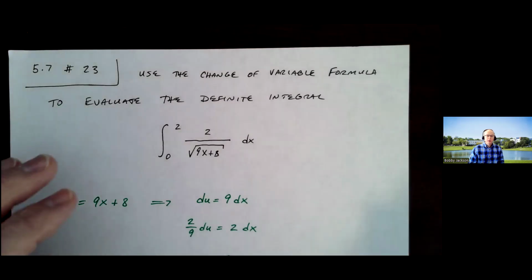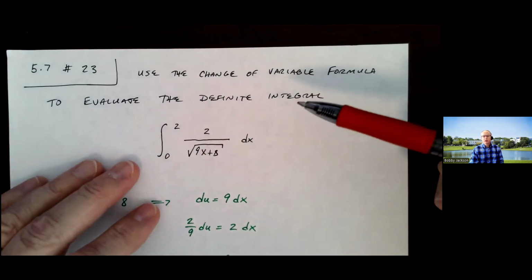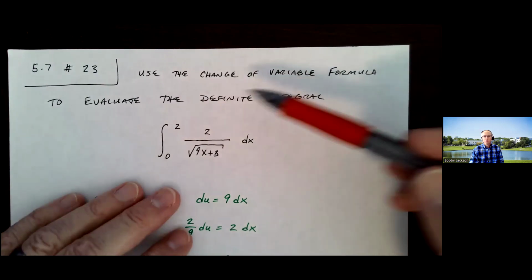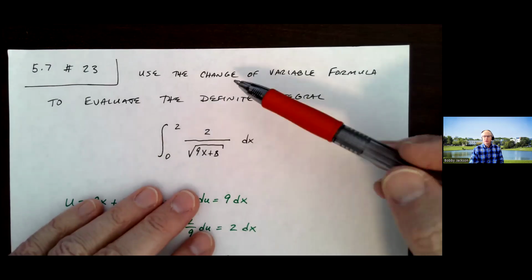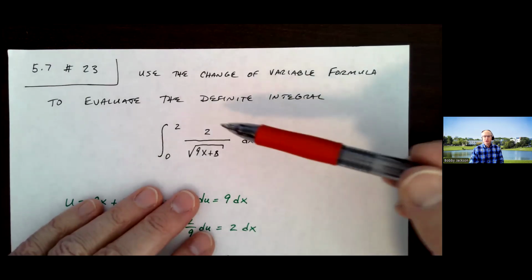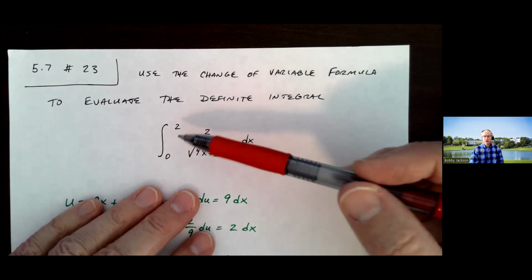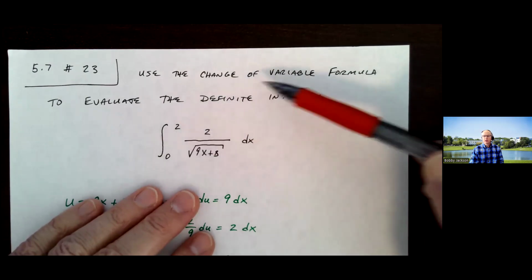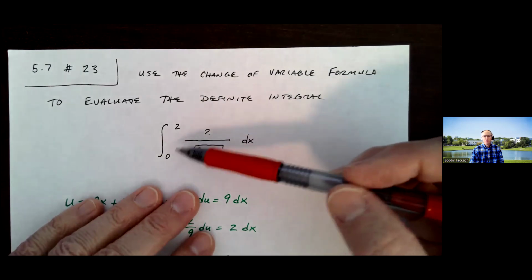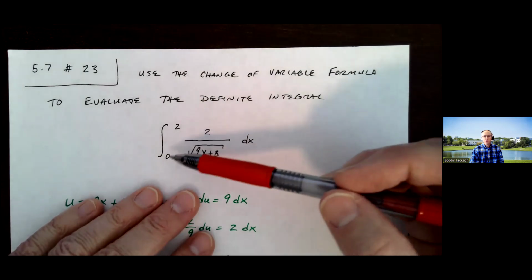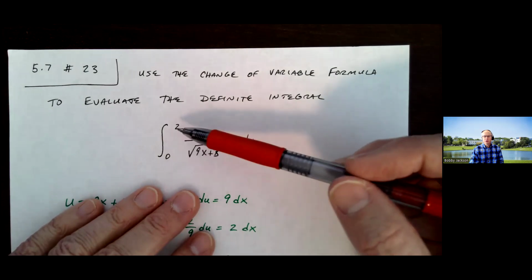Let's take a look at number 23 in section 5.7. We're going to use the change of variable formula to evaluate the following definite integral. When they say change of variable, this is the substitution method applied to a definite integral. And the important thing is, when we do that, we are changing the variable from x to u, and therefore we also need to change the corresponding limits of integration.